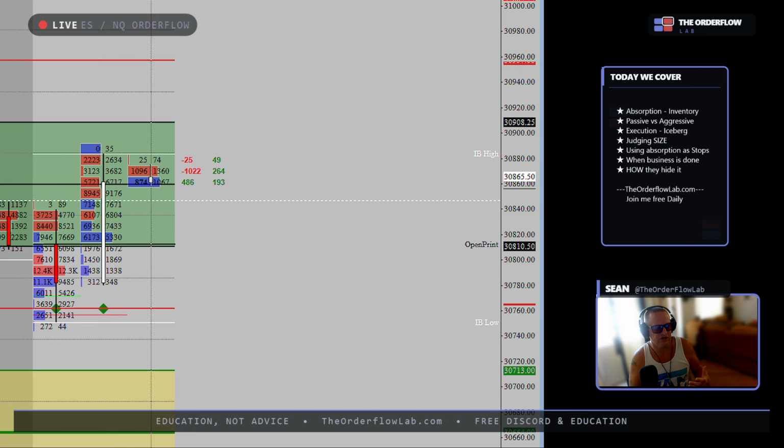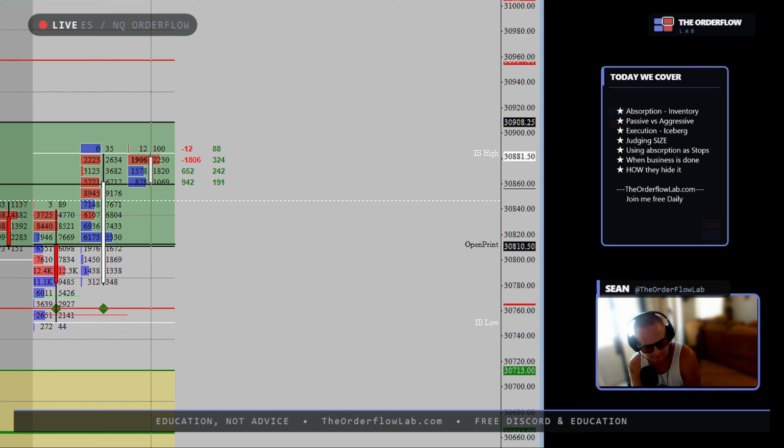So that, in a nutshell, is absorption. You will see this all day long. ES, NQ, doesn't matter what auction you put it on. The key is to look for it at your positions of entry. This is what you want to see. You want to see areas that have this type of support.